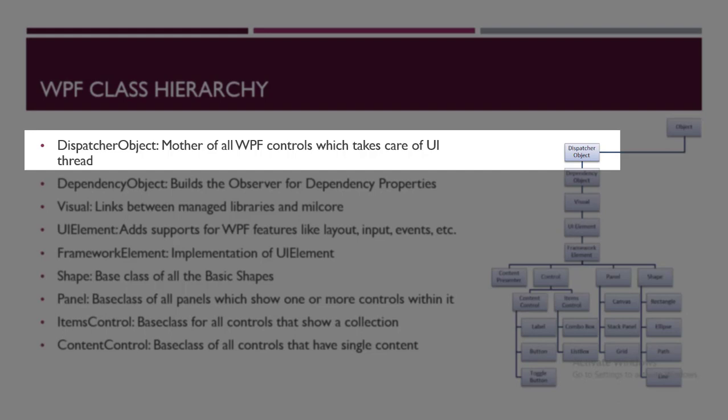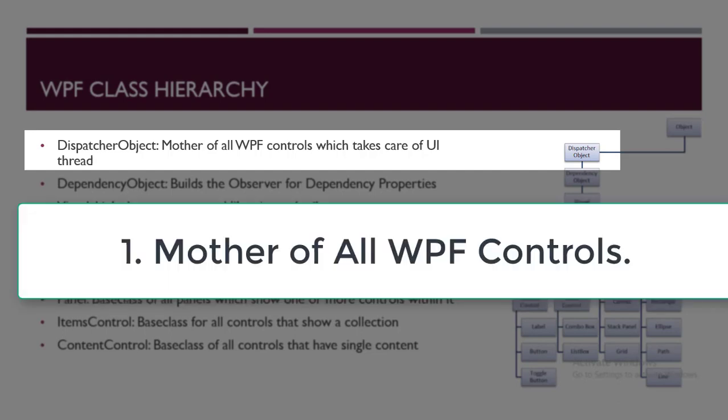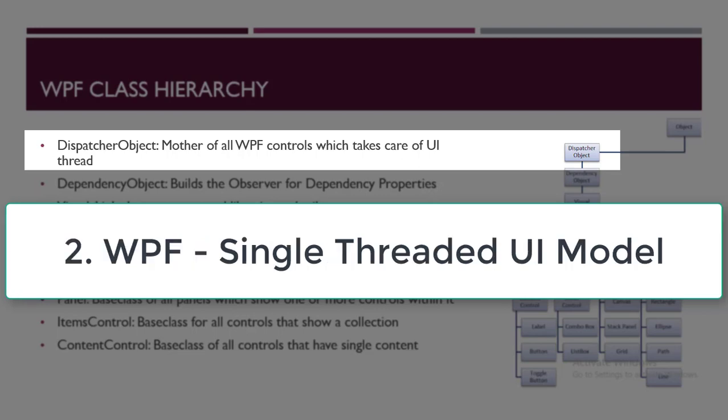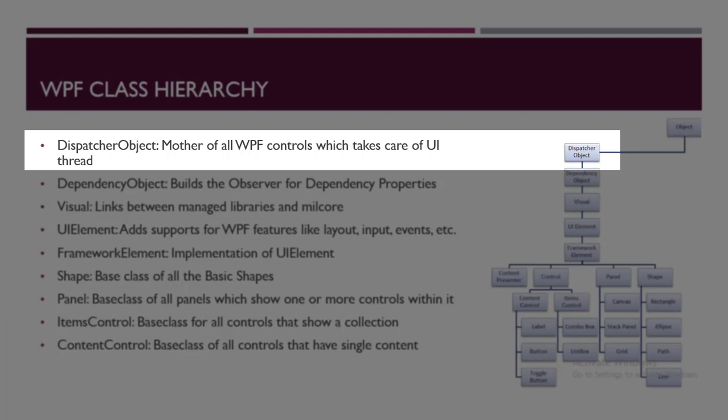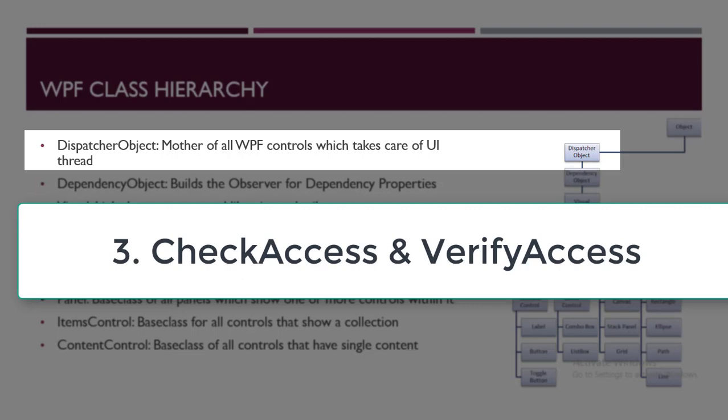The first class, called the mother of all WPF controls, is DispatcherObject, which takes care of the UI thread. Since WPF uses a single-threaded UI model, there is only one UI thread, so another thread cannot access the UI thread. To overcome this, the concept of dispatcher is used, and a DispatcherObject gives you two methods: CheckAccess and VerifyAccess. CheckAccess returns true if the calling thread has access to the UI thread, while VerifyAccess throws an exception if the calling thread does not have permission to access the UI thread.